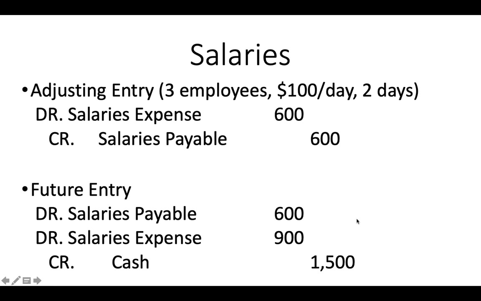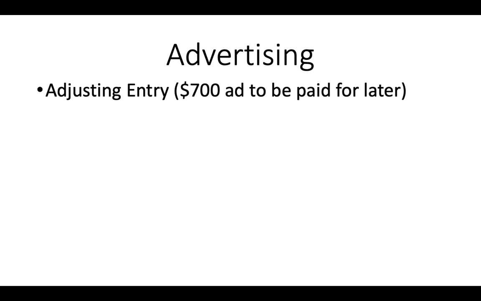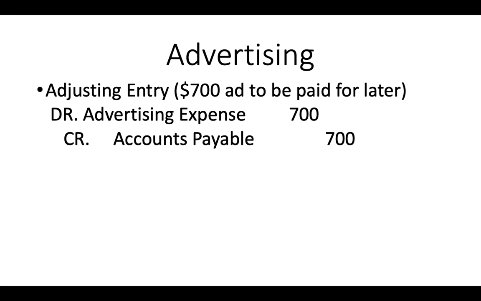Advertising is another example you might see. Adjusting entry required if we have a $700 newspaper ad that we're going to pay for later. What do we do? Here's our entry. Debit to advertising expense $700, credit to accounts payable.